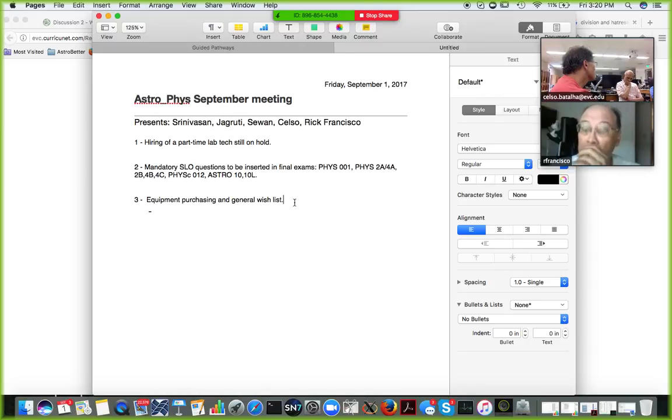What lab do you run with that one? 10L. I was doing the Astronomy 10L. No, specifically what lab topic were you talking about? I think the inverse square law. Inverse square law. Oh, okay.